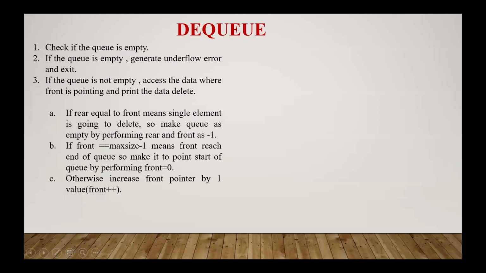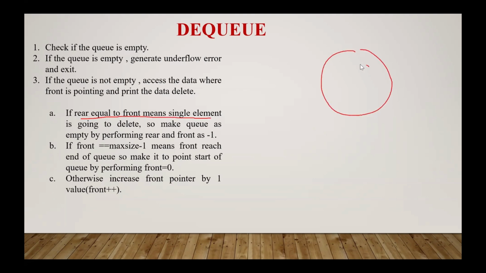Next operation is the DQ operation. Whenever you go for the DQ operation, we have to check whether the queue is empty or not. If the queue is empty, we have to generate the underflow again and exit. If the queue is not empty, then what happened? There are three cases. Access the data, which means whichever data you want to delete, you have to delete it. Then front is moved to the next location, the index where we can perform the next deletion. If rear equal to front, it means a single element.